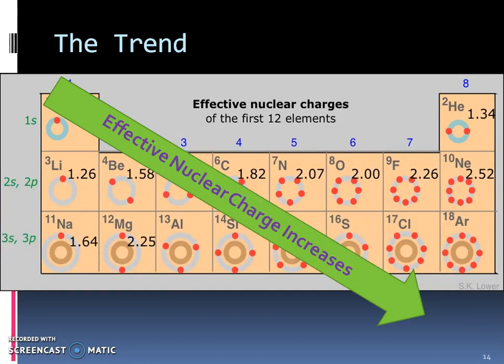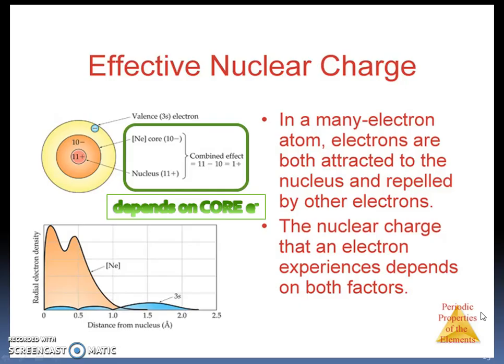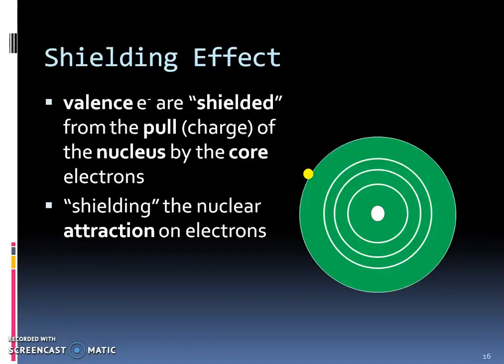So again, here's the trend. Effective nuclear charge just basically increases across and down. So we have the smallest nuclear charge here and the greatest nuclear charge here. Again, pause the video, make sure you're understanding what's going on, understanding the core versus valence, and again, that nuclear charge is going to be based off of those core electrons, the shielding.